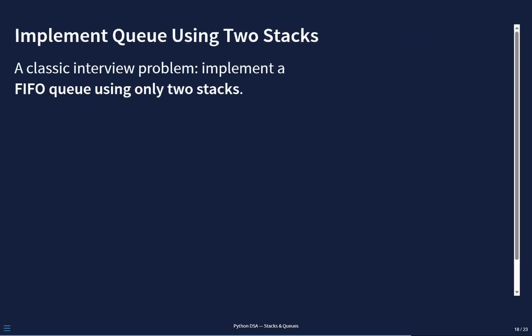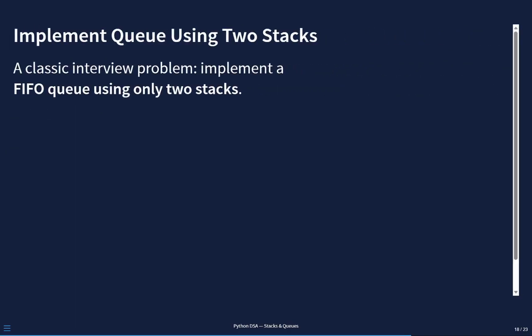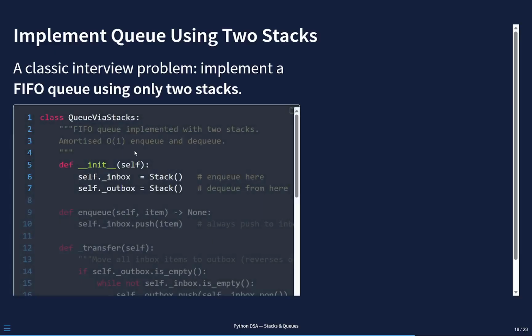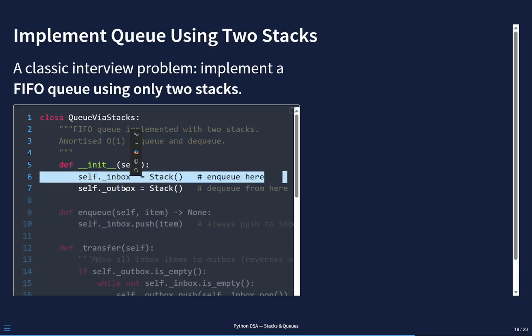This is a classic interview problem you will almost certainly encounter. Implement a FIFO queue using only two stacks. The trick is clever, and the amortized analysis is important to understand. Click two stacks. _inbox receives all new items. Enqueue always pushes to inbox, O(1). _outbox is the dequeue side.